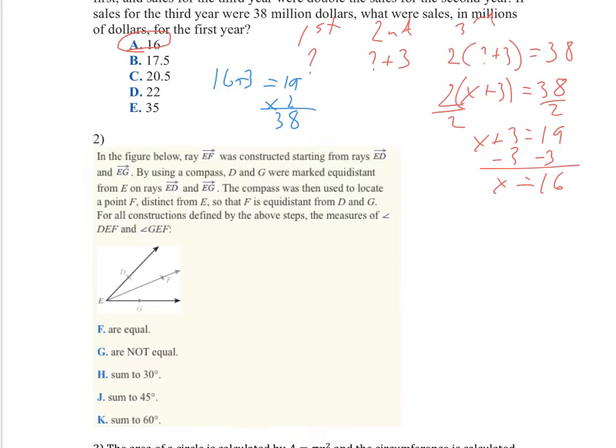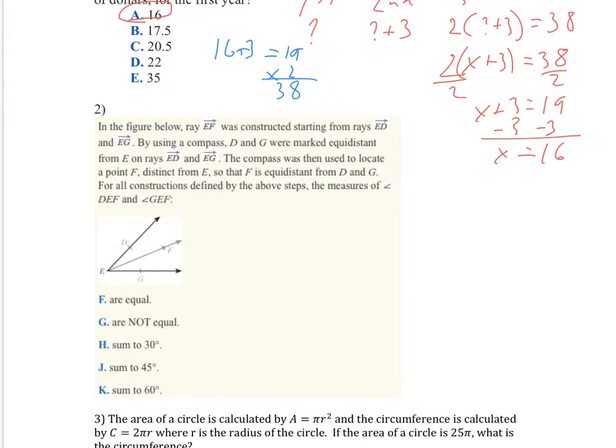Number 2, very wordy, but not really much going on here. If you've had geometry, you may have done the problem where you learn to do what we call bisecting an angle with a compass. And so this is walking through the steps of doing that. It says in the figure below, ray EF, so that's this center ray, was constructed starting from ray ED, which is that line in that way. So basically we start off with this angle here, angle DEG, and they describe the process of how they do that.